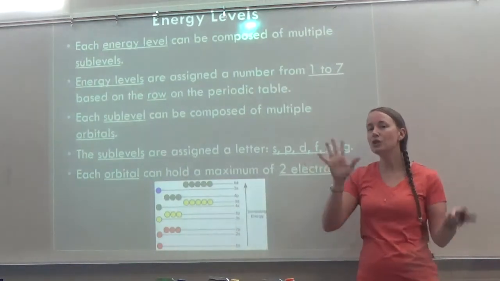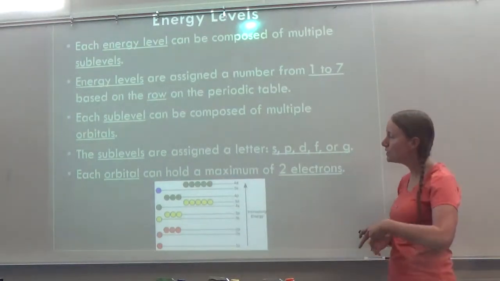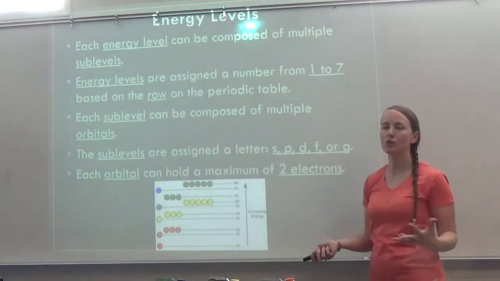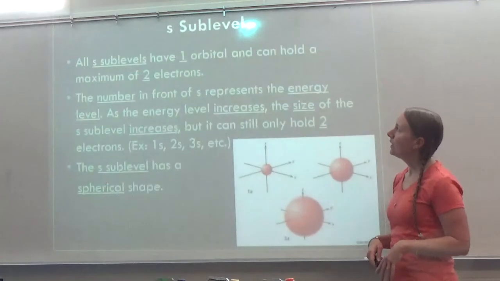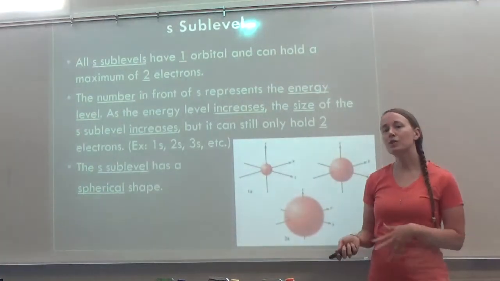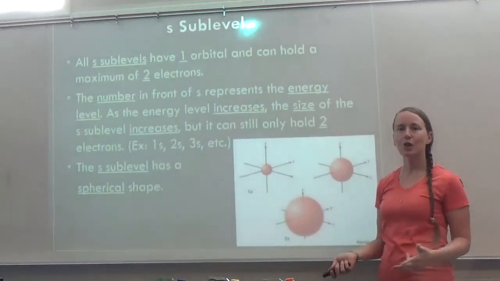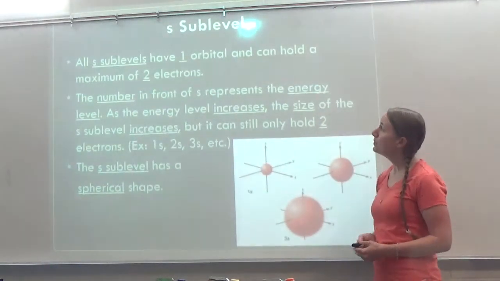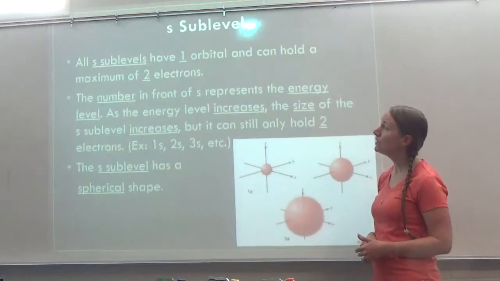So this is going to get confusing for just a few minutes in this video, but just bear with me. Okay, it's all going to come together. We just got to get through this kind of confusing part. All right, so let's look at what the sublevels look like, how many electrons they can hold, and things like that. All S sublevels have 1 orbital and can hold a maximum of 2 electrons.